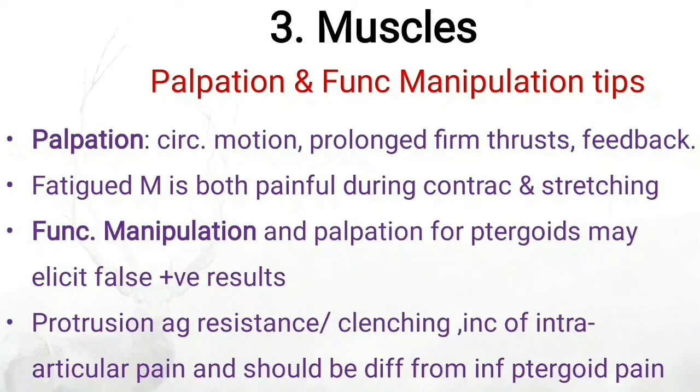Functional manipulation simply is to manipulate the jaw while the muscle is performing its function, like the lateral pterygoid, responsible for protrusion of the mandible. We apply resistance to the jaw during protrusion, so if pain is elicited, the lateral pterygoid is the problem, as we'll see later.